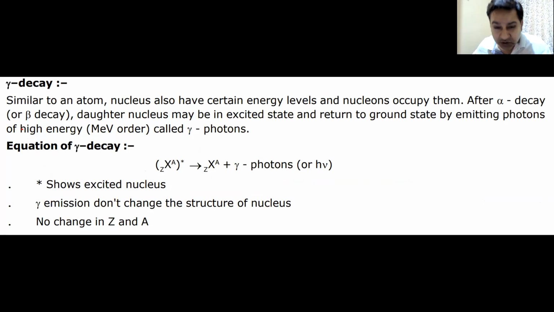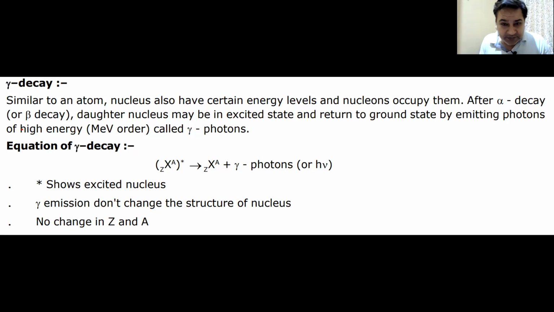Now sometimes this daughter nucleus that you get is not in the ground state. You must remember the ground state and excited state from the atom chapter. Do we remember this? Yes, sir. When an electron goes higher up in the orbit, it becomes excited. When it comes lower down, it releases energy. We remember this, yes or no?